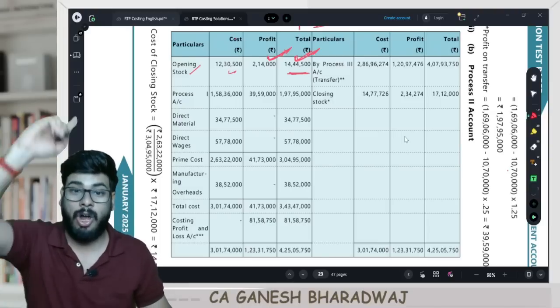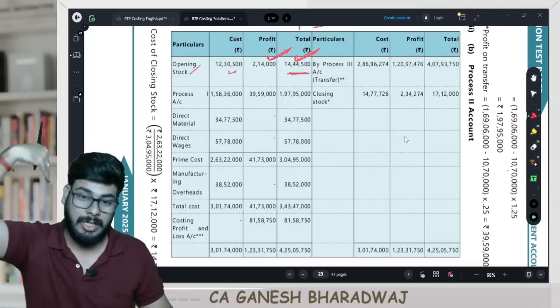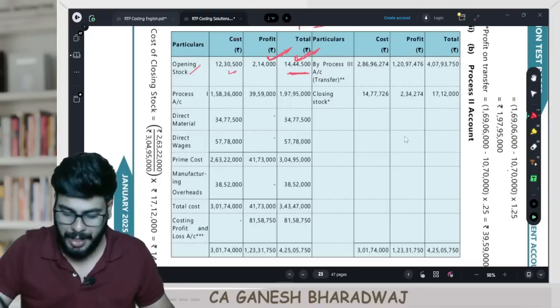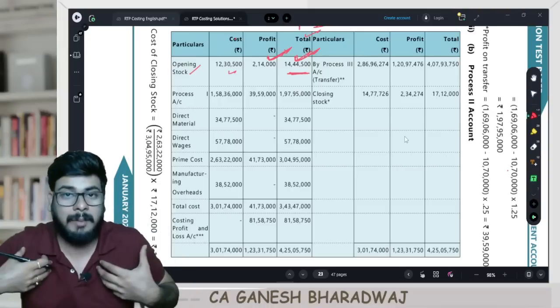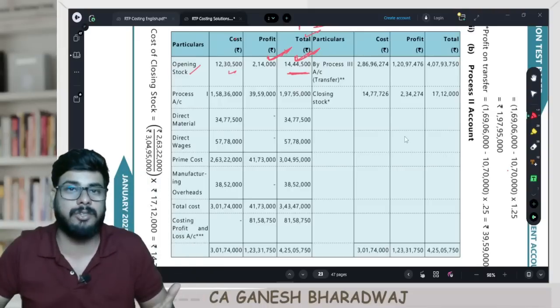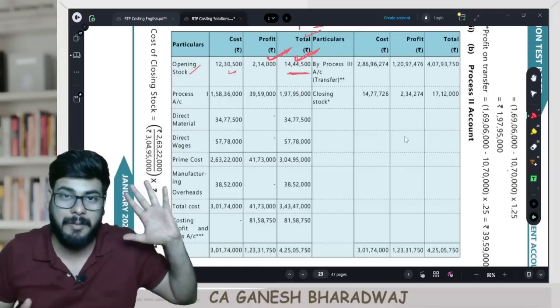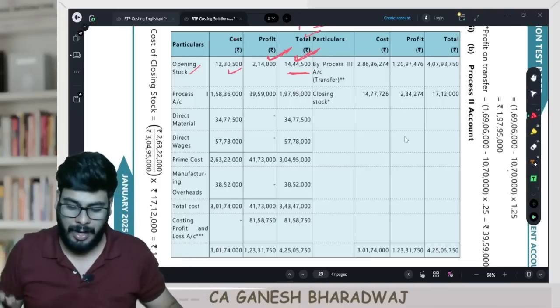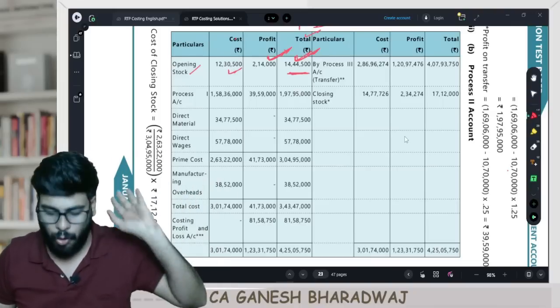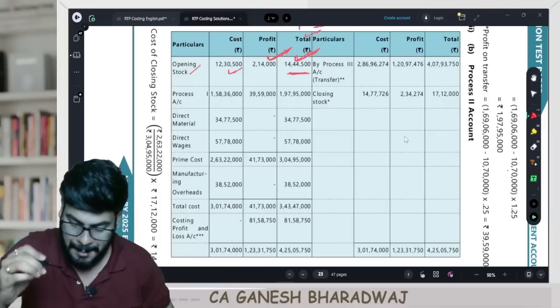This is the cost from the viewpoint of the company, cost to the company. Whereas this total column is what that particular process actually knows. It does not know the cost and the profit breakup here. Are you clear with this, guys? Right? So now the 12,30,500 is the cost pertaining to the opening stock. That is something that you need to remember.